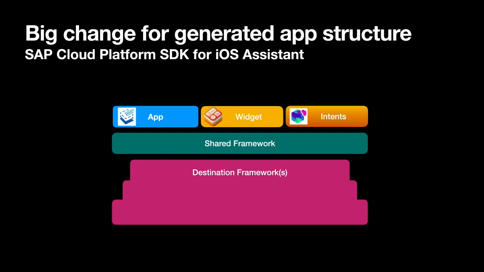So in our example, we have two destinations pointing each to an OData service, which will result in two destination frameworks containing the generated OData proxy classes for entities available for this destination.